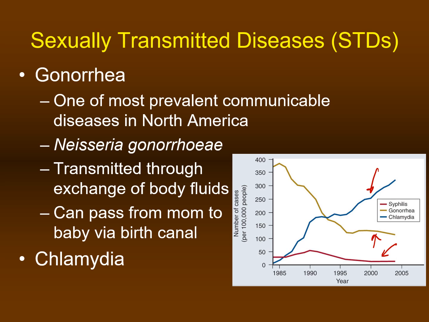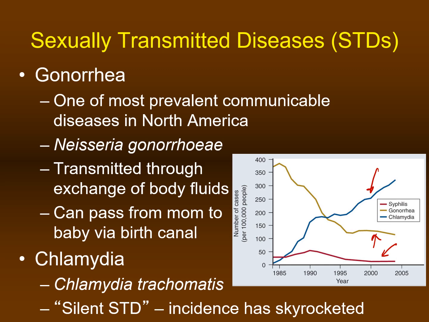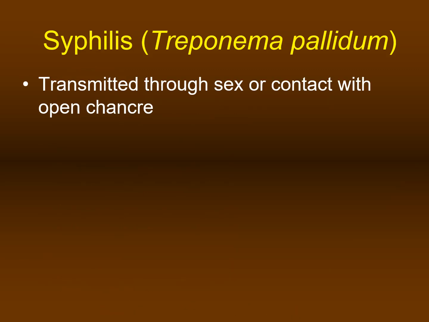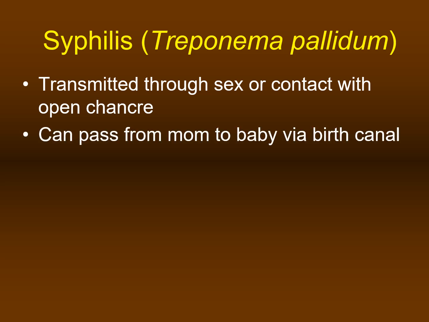Chlamydia is another example of an STD. It is the second most common sexually transmitted disease in the US after papillomavirus. Incidence has skyrocketed because often chlamydia infection is fairly asymptomatic, so it is hard to detect until it starts causing serious troubles. Finally, syphilis, caused by Treponema pallidum. It is transmitted only sexually or vertically from mother to child, and it has 4 distinct stages.